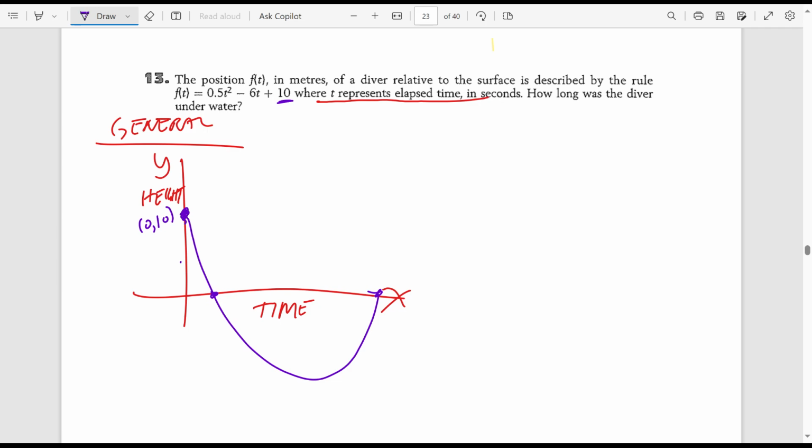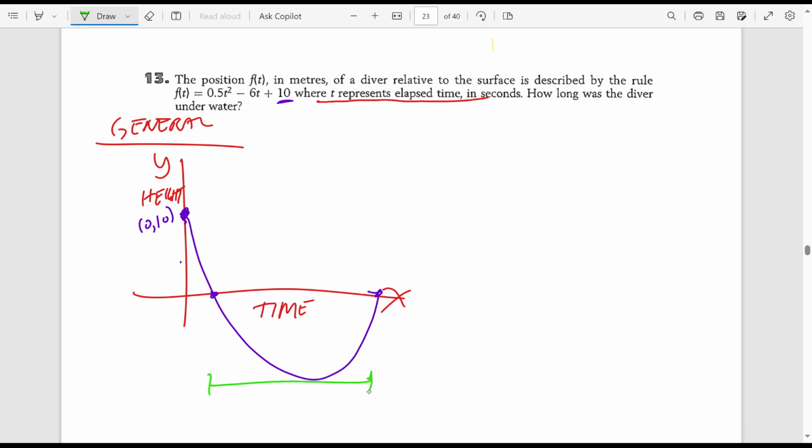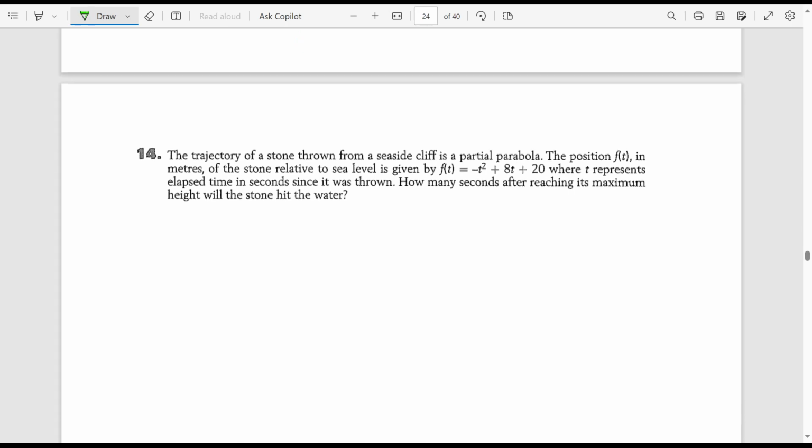So if your objective is to determine how long he was underwater, what are you looking for? It's the distance between those two points. Can you think right now what you'd have to solve for? Zero. So z1, z2, what's the distance between the two of them? Perfect. I'll leave you to do that one on your own.